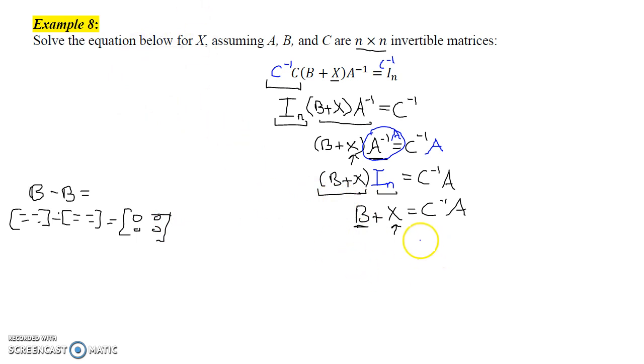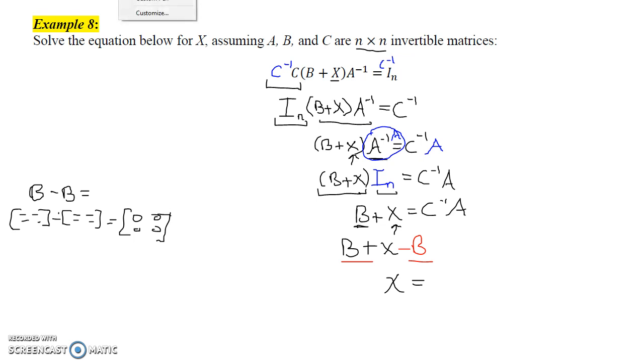So if I subtract B from both sides, I'm going to write this out. So B plus x, and then we're going to subtract B here, and the B minus B gives us the 0 matrix plus x. A matrix with all zeros plus any matrix is just going to give you back the same matrix, as long as they have the same dimensions, which they do. They're all n by n. But we do have that requirement.